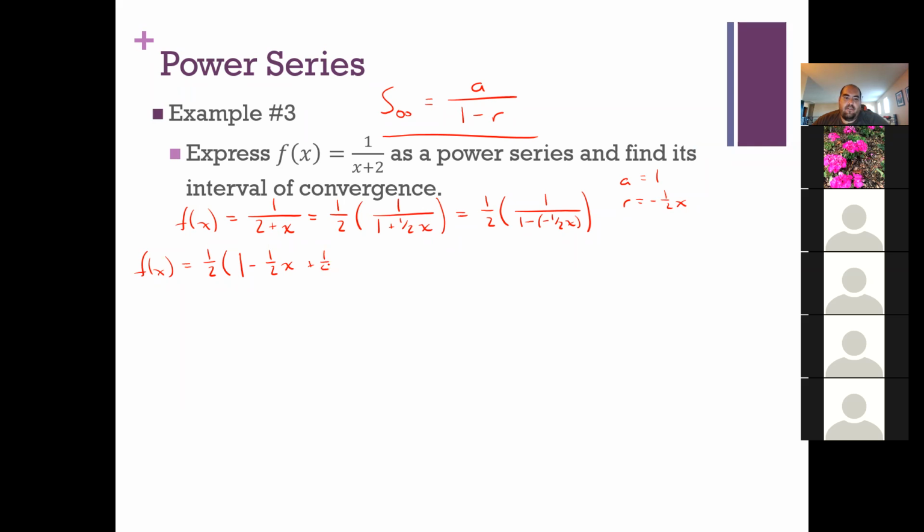So a equals 1, and my common ratio is going to be -1/2 x this time. So 1 minus 1/2 x plus 1/4 x squared minus 1/8 x cubed plus 1/16 x to the 4th, and we'll stop there. Now I'm going to distribute this half. So 1/2 minus 1/4 x plus 1/8 x squared.